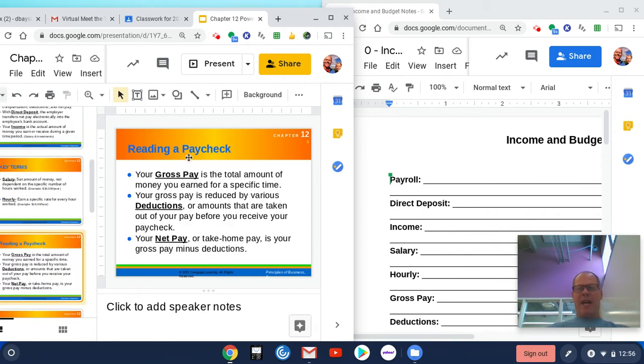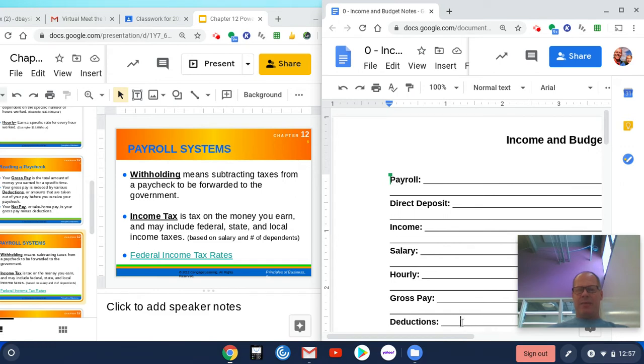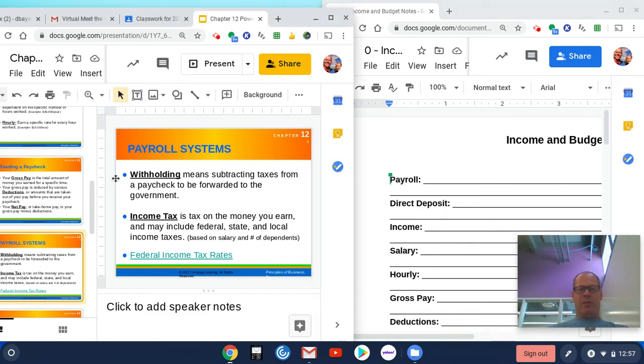So gross pay is your total pay, the total amount you earn for that time period. If it's 2 weeks, then the total amount you earn for 2 weeks. Deductions is what's taken out, and net pay is what you're left with. So deductions, you can put down here money that's taken out, okay? Often the money that is taken out is withholdings. Withholdings is one type of deduction.